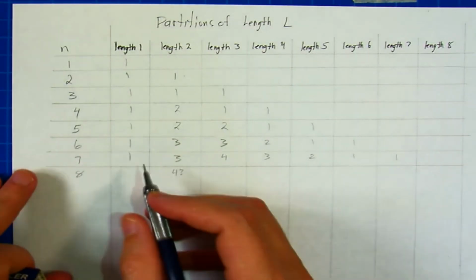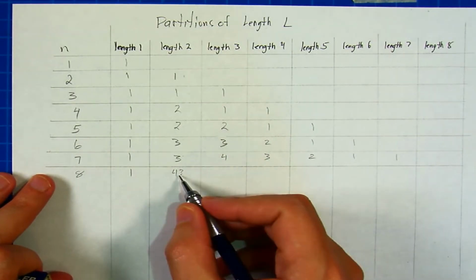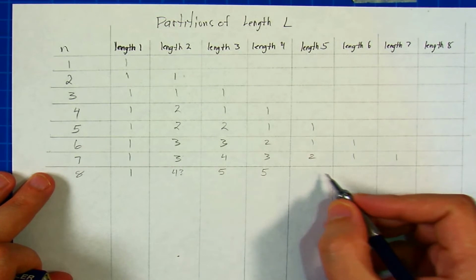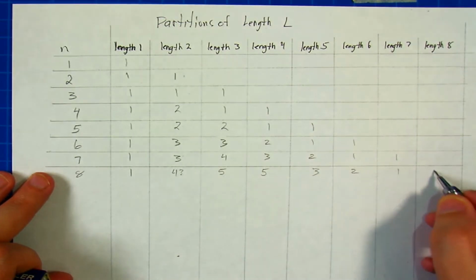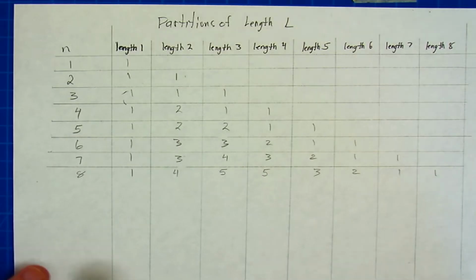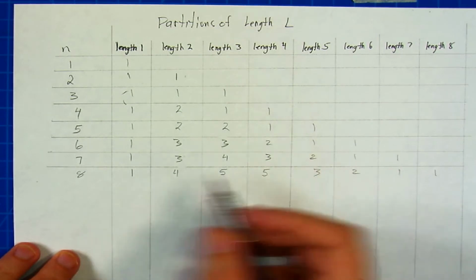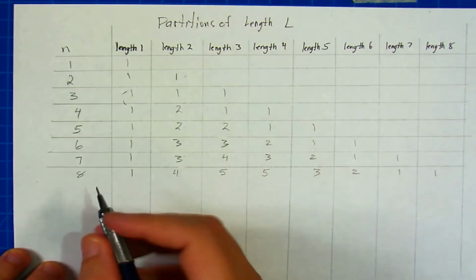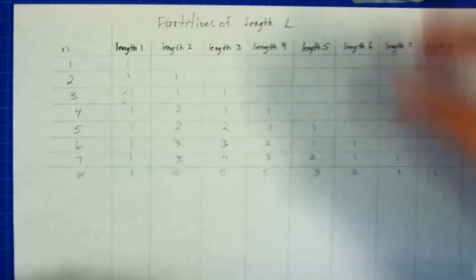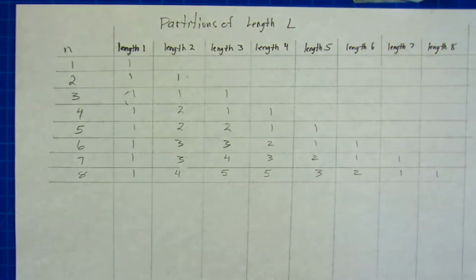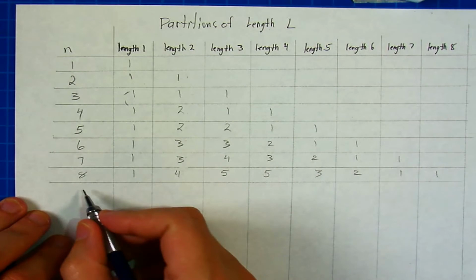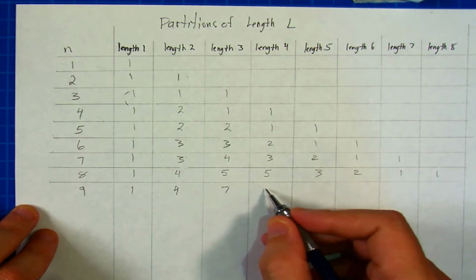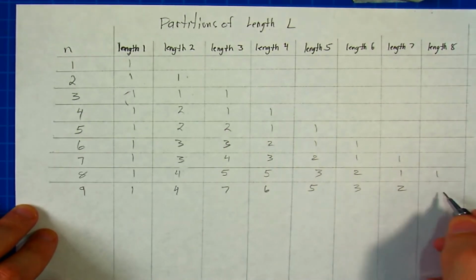For number 8, we have 1. The 4 is actually correct, but then it's a 5, 5, 3, 2, 1, 1. And you can work out exactly, if you want to, why there are 5 partitions of 8 that are length 3. But let's go ahead and do number 9 as well. For number 9, it took me a while to work this out, but we get 1, 4, 7, 6, 5, 3, 2, 1. Oops, off the page, 1.